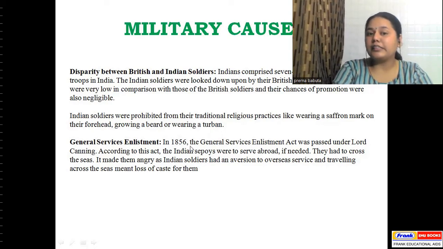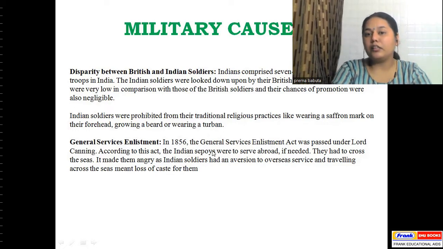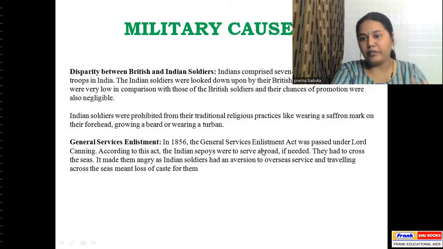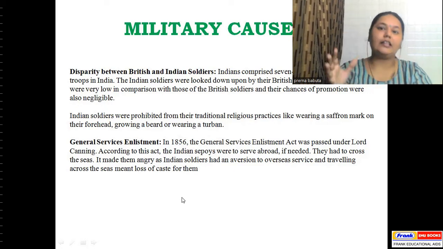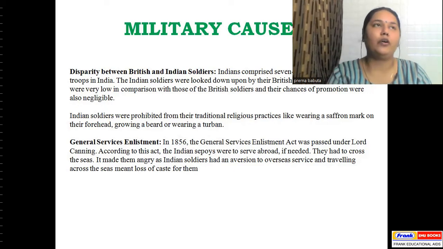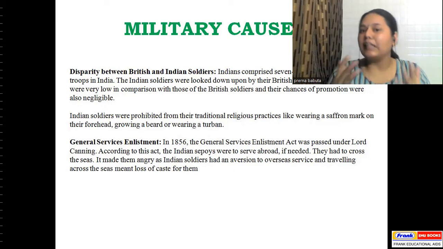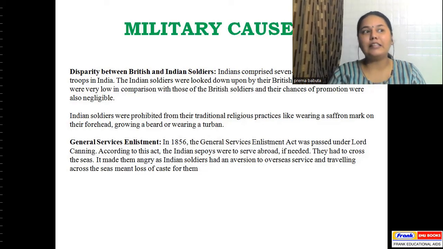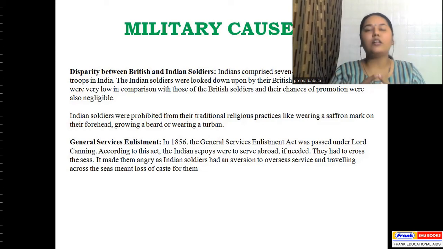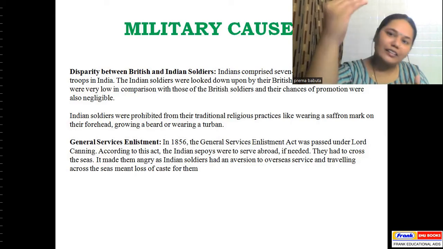Then the General Services Enlistment. In 1856, the General Services Enlistment Act was passed under Lord Canning. According to this, the Indian sepoys were to serve abroad if needed. So they had to cross the sea. Now, I don't know how many of you are aware of it or not, but in the Indian culture, it is not considered auspicious, or it is not considered good to cross a sea.